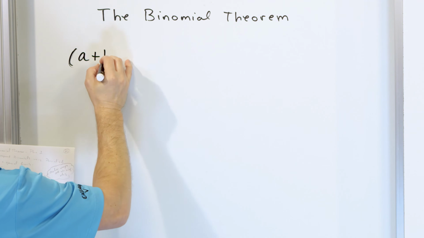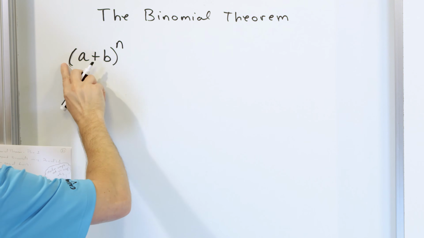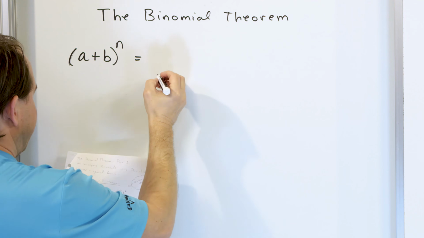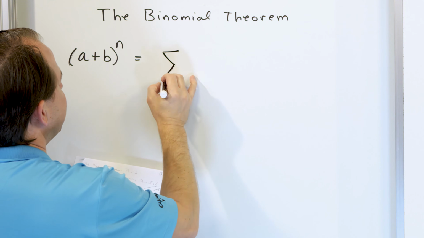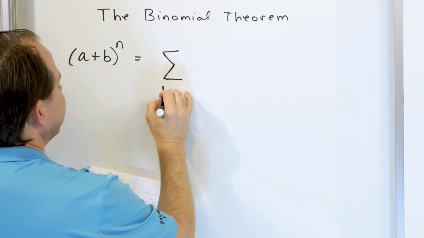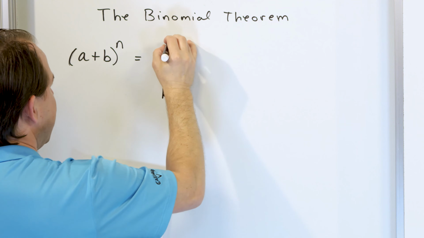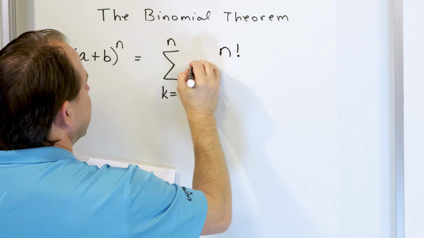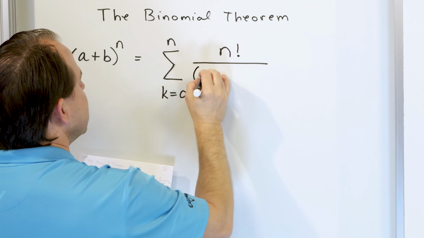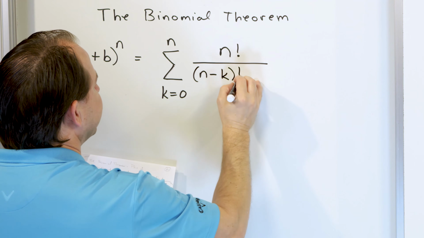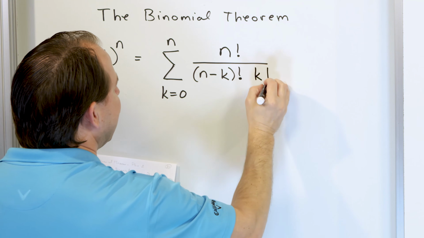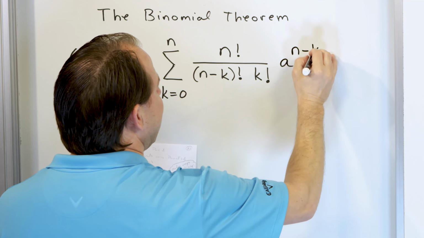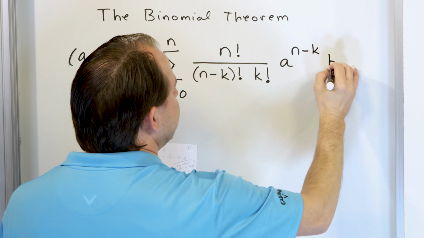A plus b to the power of n, because I don't know ahead of time what power I have, I'm going to stick that in here. And to calculate that expansion, this is what it is. It is the summation, so you have this sigma here. I'll explain this in a second, but you have k is equal to 0 going up to n, and here's what you're summing. It's a really large expression: n factorial divided by (n minus k) factorial, but then again multiplied by k factorial. And then over here you have a to the n minus k multiplied by b to the k.